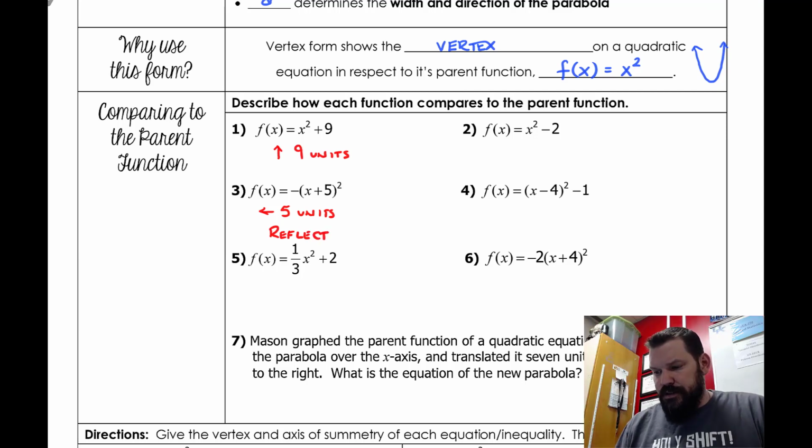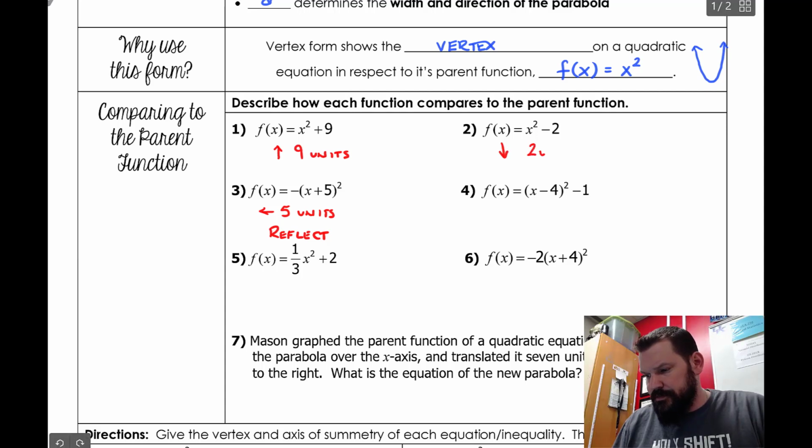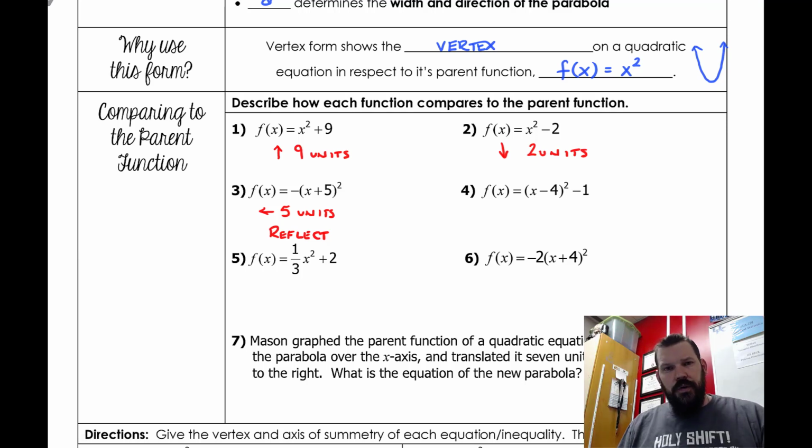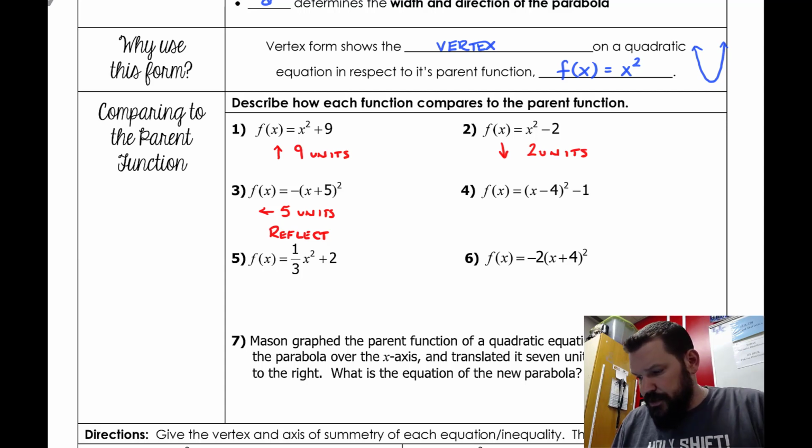So over here on number 2, the minus 2, it's outside the function, so that's down 2 units. Number 4, we have the minus 4 inside the function. So similar to number 3, where we did plus 5 and moved it left 5 units, minus 4 actually moves it right 4 units. And then the minus 1 is down 1 unit.